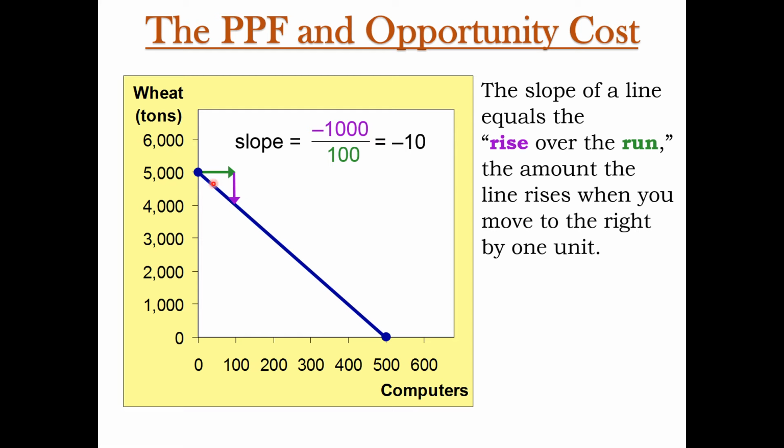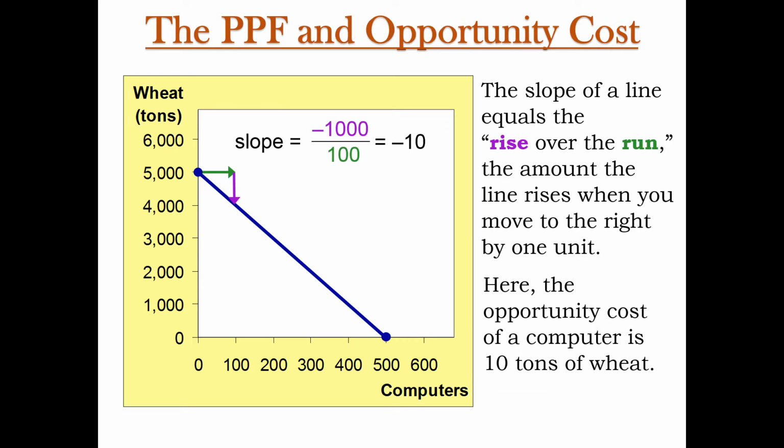You could also take 5,000 divided by 500, and realize this is a negative slope, and you'll get negative 10. However you want to do it, the slope of this line is negative 10. Now, what does that tell us? The slope of the line tells us what our opportunity cost is.